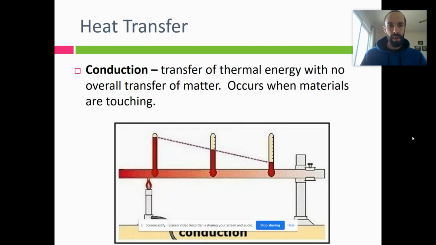Now, I'll just go through them really quickly again. Conduction means you're in contact with something hot. Okay, so you're touching something like a hot stove.